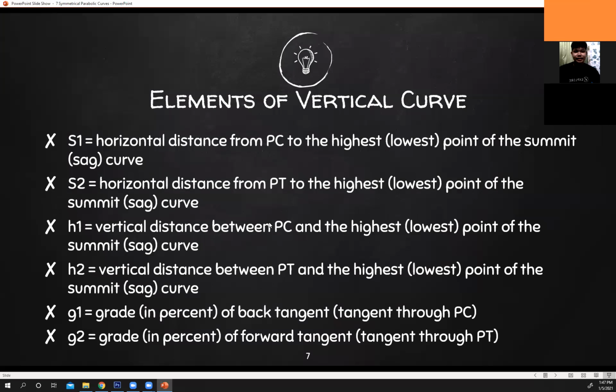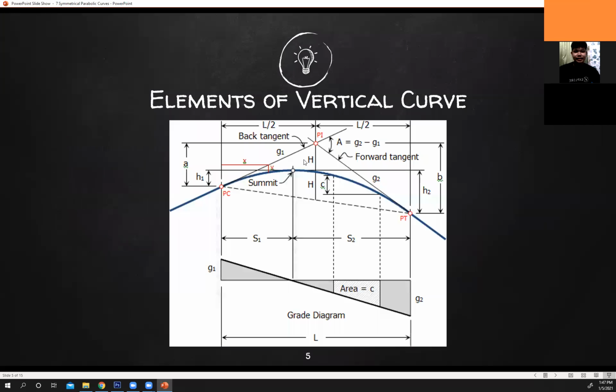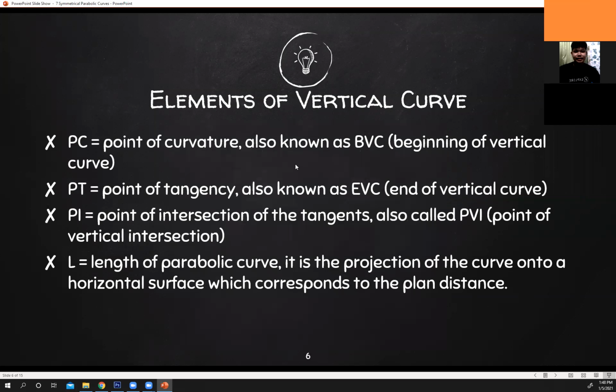Why maximum offset? Because look here. Vertical distance from PI to the curve. It has one of the greatest offset distances from the tangent line to your curve. Okay? And X and Y are also your offset distances from the tangent line to the curve. So those are your parts.